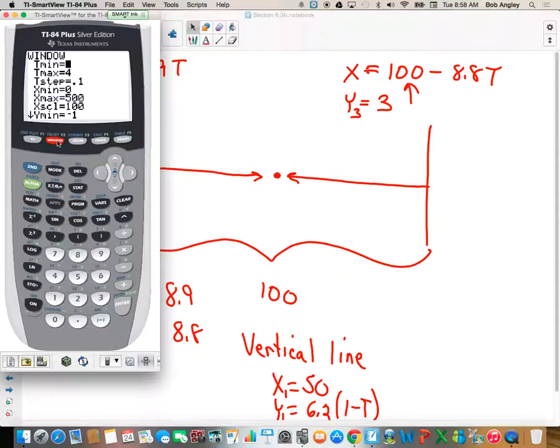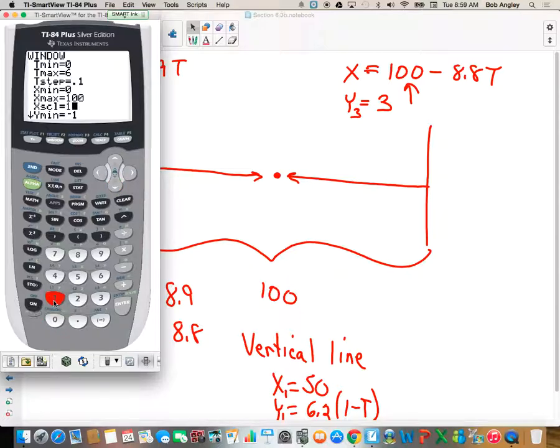Now we need to set our window. If they're running like 8.8 yards per second, it's going to take them more than 5 seconds to go 50 yards, right? So let's make this into a 6 here, with a step of 0.1. And we need to have this thing here be 100 for Y max.